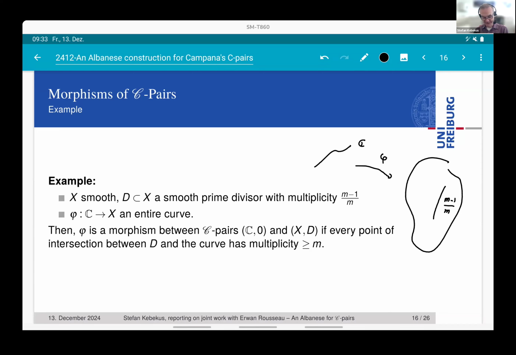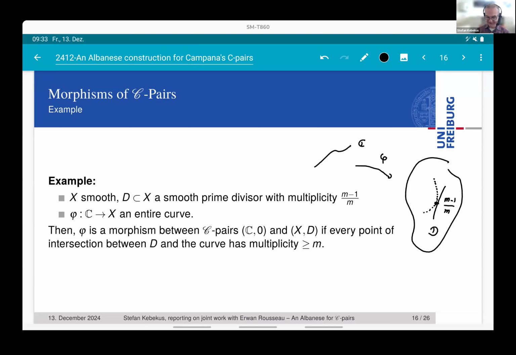You ask yourself, is this entire curve C a morphism between C pairs? And if you work out the definition, then it's a morphism between C pairs if the image, if it intersects my divisor D at all, it must intersect with multiplicity m or higher. And that, as I pointed out, is distinctly different from the situation that you have when you're discussing root stacks.